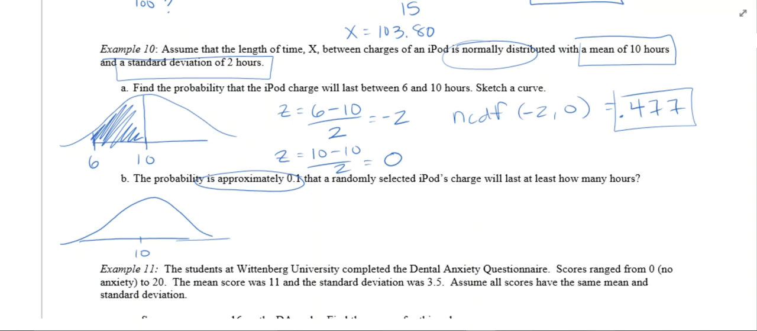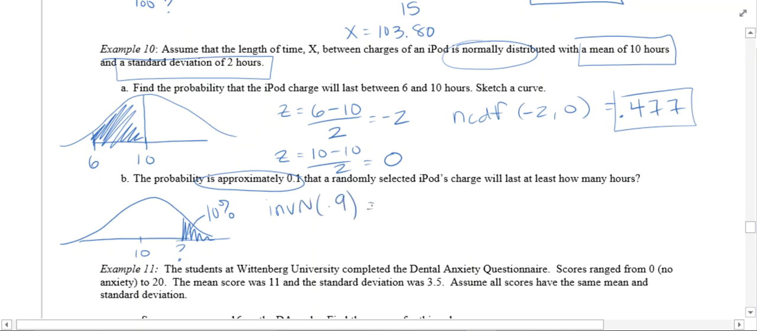So 10% lasting at least is greater than. So we want this little tail over here where this is going to be 10%. Okay, we want to know what's this value where 10% of the time it lasts at least that long. Okay, so if you remember, inverse norm only does the percent to the left. So if we want the top 10%, what's the percent that's to the left of this value? Yeah, it's going to be 0.9. Okay, so let's find inverse norm 0.9.